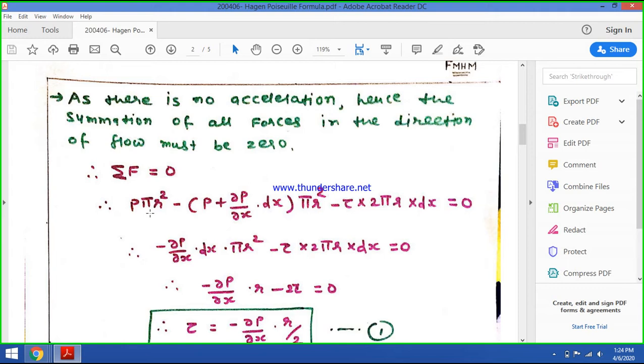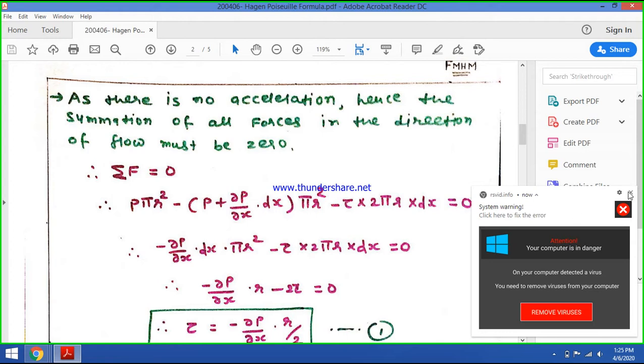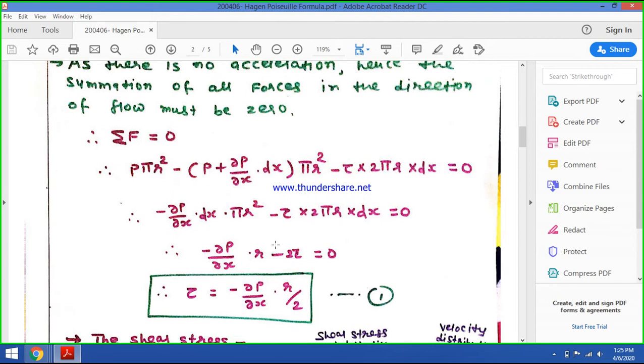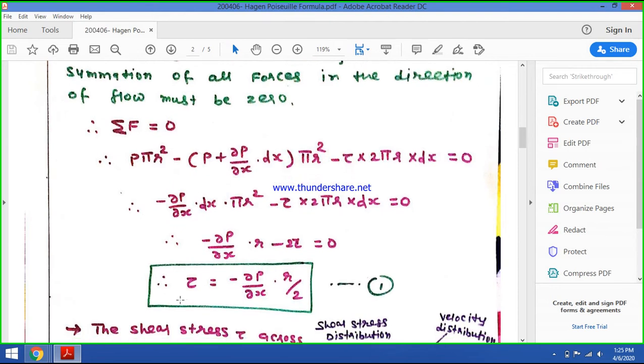P into pi r square is in the positive direction, that's why we take it positive. Another pressure force on face CD is negative. So we consider P into pi r square minus P plus del P by del x into dx into pi r square minus shear force tau into 2 pi r into dx is equal to 0. By simplification you will get the relation of shear stress: tau is equal to minus del P by del x into r by 2. I will call this equation number 1.